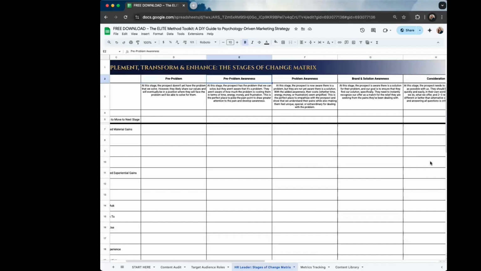Next, we have pre-problem awareness. At this stage, the prospect has the problem that you can solve, but they're not aware that it's a problem. They're unaware of how much the problem is costing them in terms of time, energy, money, and frustration.